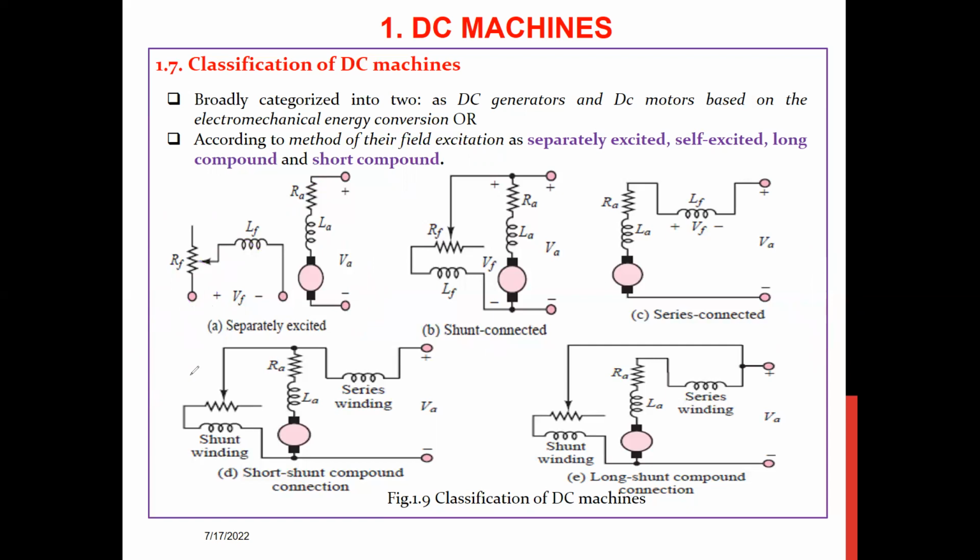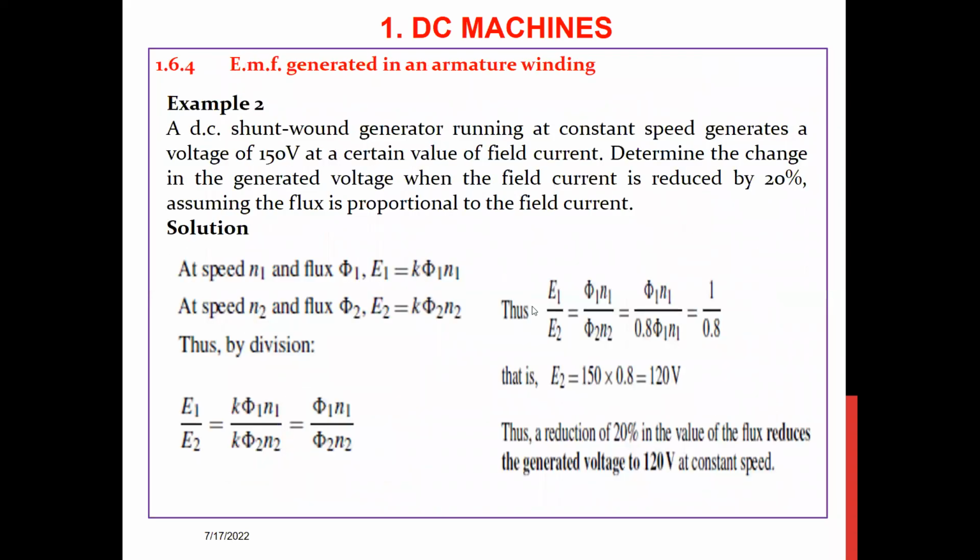A short shunt is a short parallel, or short shunt compound, connection where you have the shunt windings, or the parallel windings, and the series windings connected to the armature. Here this is the inductor and this is the resistance at the armature. Then another class of field excitation is the long shunt. In the long shunt, we have the shunt windings and the series windings. These are connected in parallel. Also, these ones are connected in parallel, but in this case, this is short shunt. That is how we classify the DC machines according to the method of field excitation.